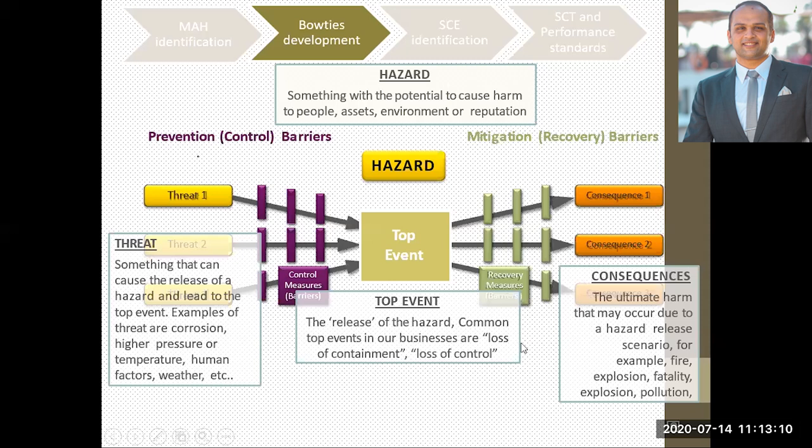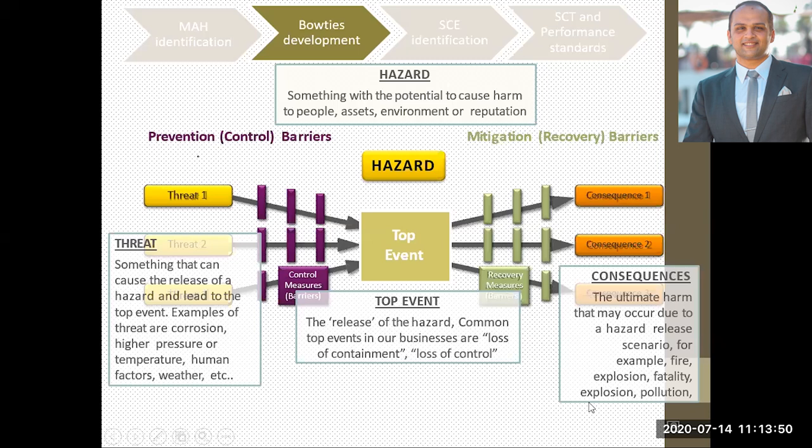Loss of containment, if you are talking about hydrocarbon, for example, in our case. Loss of control could happen when, for example, the hazard is not related to explosion or fire. Like, for example, if you are working at height, it's a hazard. So if you lose control, you will fall, and at the end maybe it can lead to an injury or fatality as well. And the consequence, I think you can say it: it's fire, explosion, fatality, pollution, and maybe bad press after an incident. So this is the ultimate consequence, which we don't want to reach.